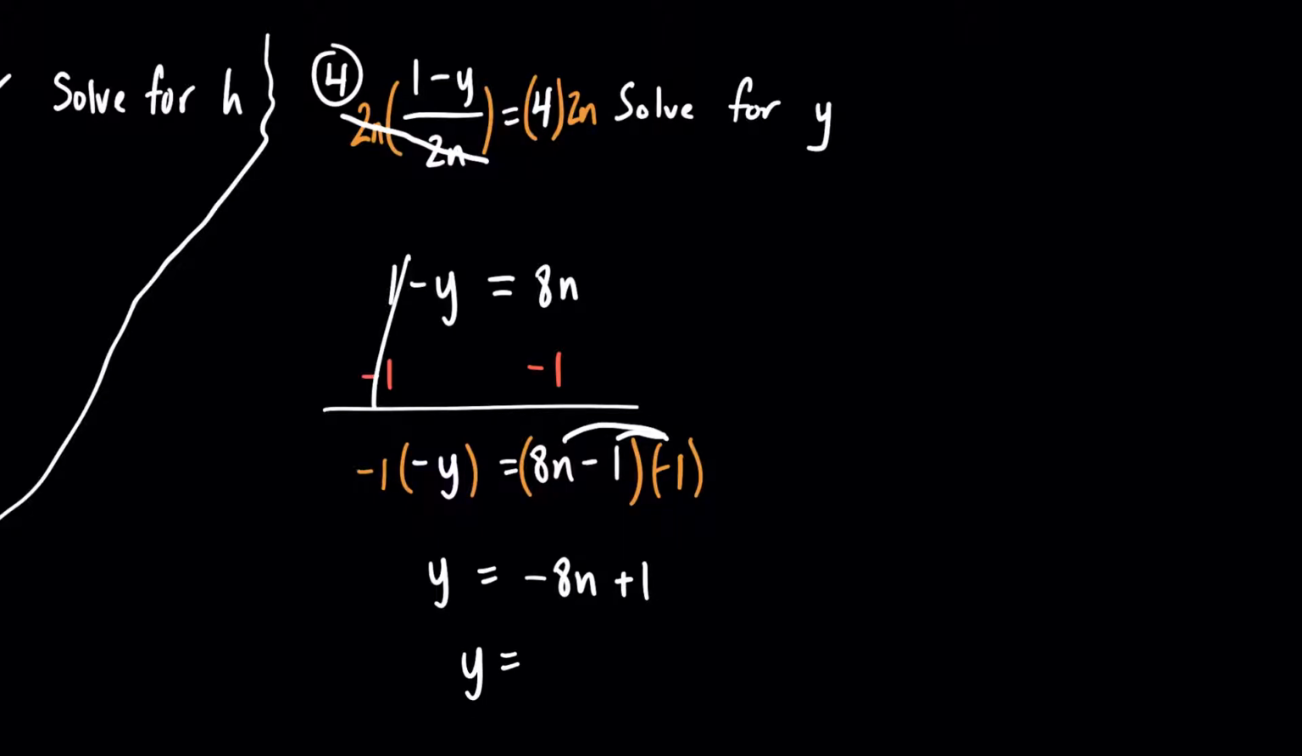You'll see many people write this, they'll switch the order. They'll put 1 minus 8n. That's fine. Both of these are fine. I kind of prefer this form. I like to have that first term be positive, but if you have negative 8n plus 1, that's fine. It's not wrong.